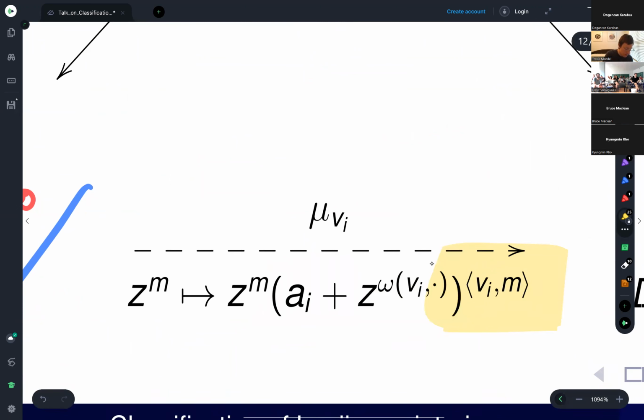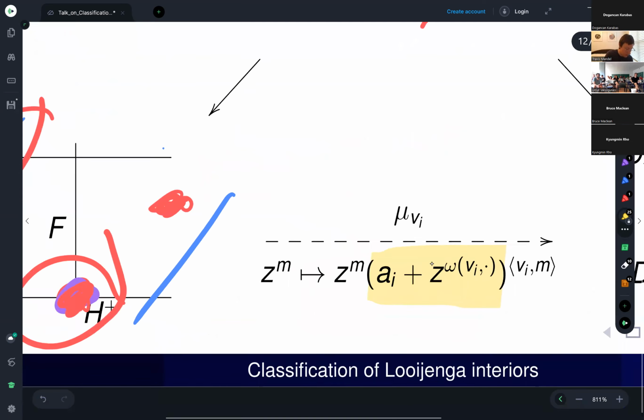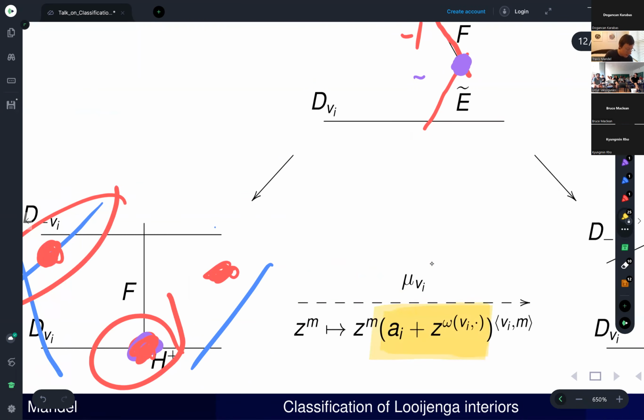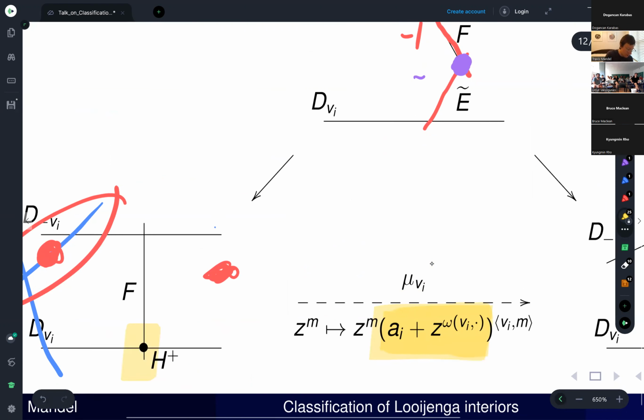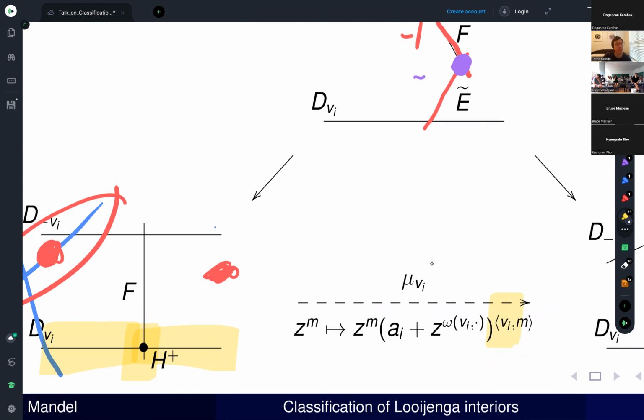So the place where this is 0, you look at where this is 0 intersected with the boundary divisor D_vi, and that's this point h plus. So changing the constant a_i just moves h plus back and forth. Right, and then you raise this power. If v_i was non-primitive, then this exponent, see, like if you replace v_i with 3v_i, that would triple this exponent.